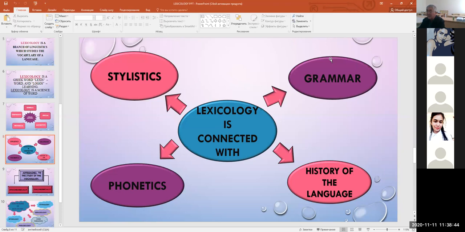There is also a close relationship between lexicology and stylistics. The words to begin and to commence have one and the same meaning, boshlamoq, but they can never be used interchangeably because they have different stylistic references. The relationship existing between words may be either syntagmatic or paradigmatic.